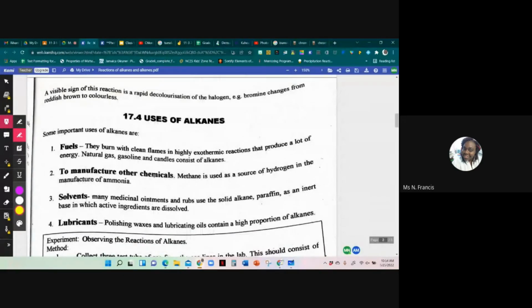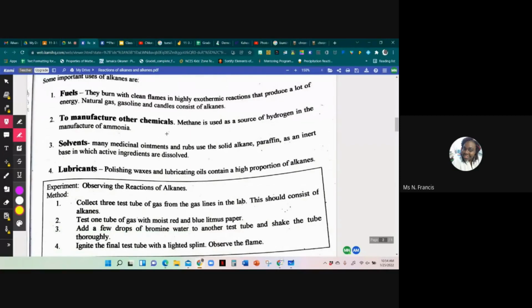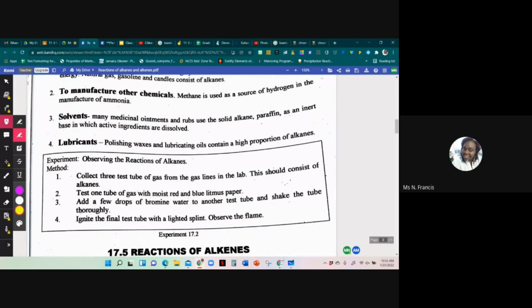All right, now what are some of these uses for alkanes? Why are they so important? One, they are used for fuel. And I've stressed that so many times about you and your cooking gas. They are used to manufacture other chemicals. So methane in particular is a good source of the hydrogen in the manufacturing of ammonia. Alkanes are also used as solvents. So you think of medicinal ointments and rubs, right? They use the solid alkanes. Paraffin, another word that goes with paraffin is wax. All right. So these are good solvents. They're also used as lubricants. So polishing waxes, all right, lubricating oils that are used in like the car. These things are made of alkanes.